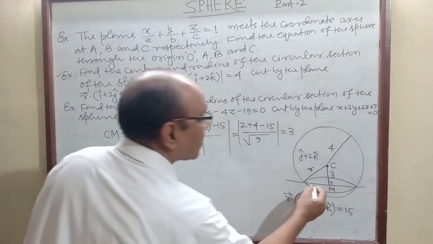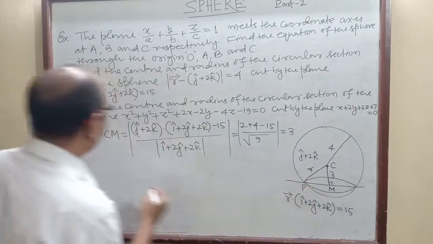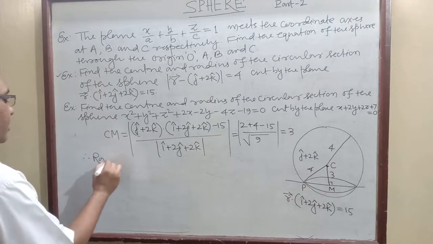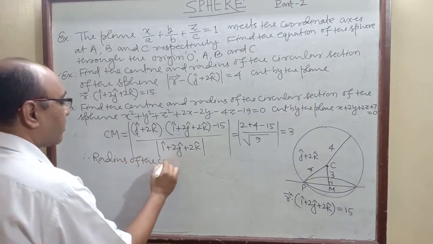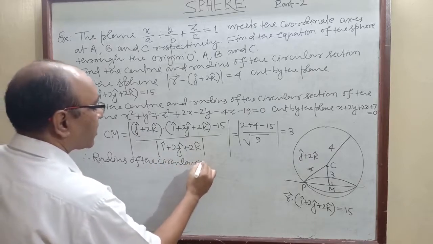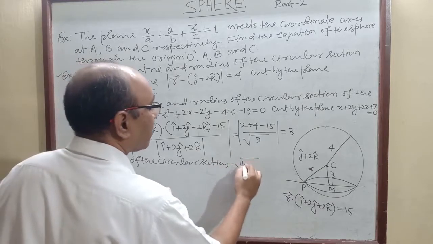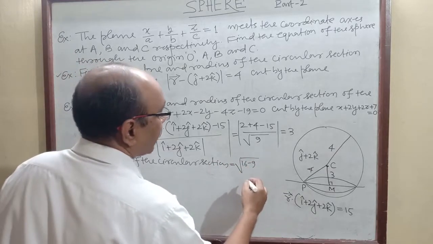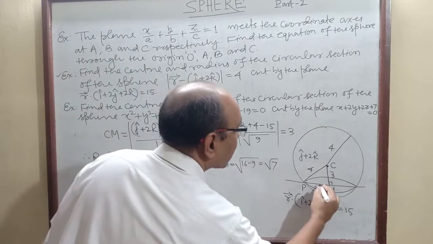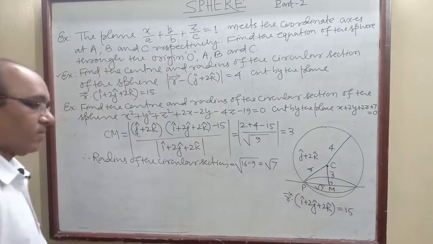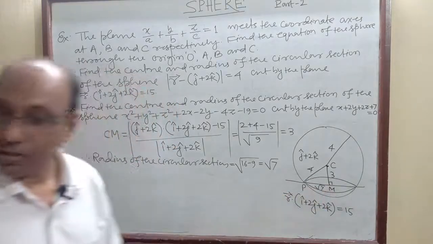So can you find its radius? This radius, let it be P. Therefore, the radius of the circular section will be root under 4 square minus 3 square. So what will come? Root 7. Root 7 will be the radius of the circular section. Now you have to find the center of this circular section.